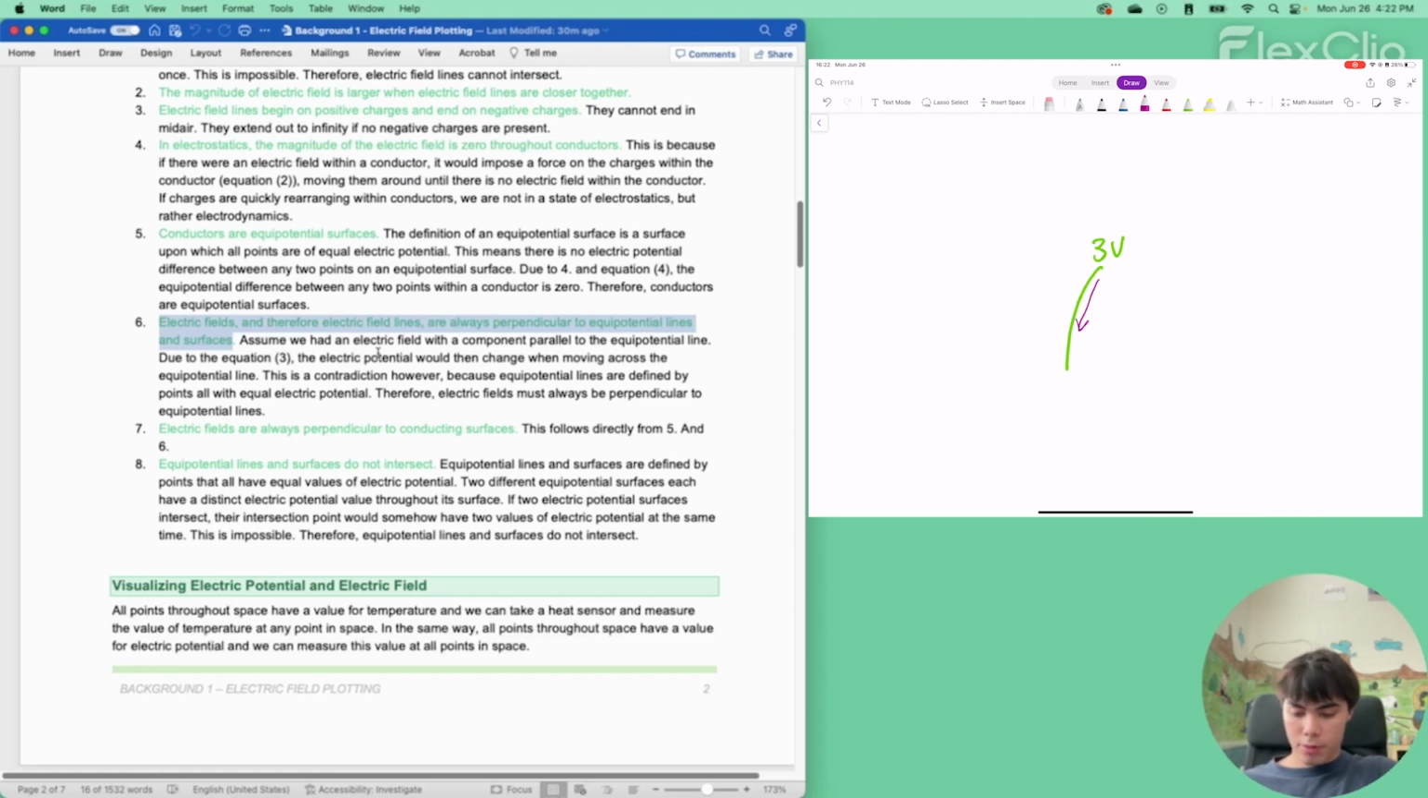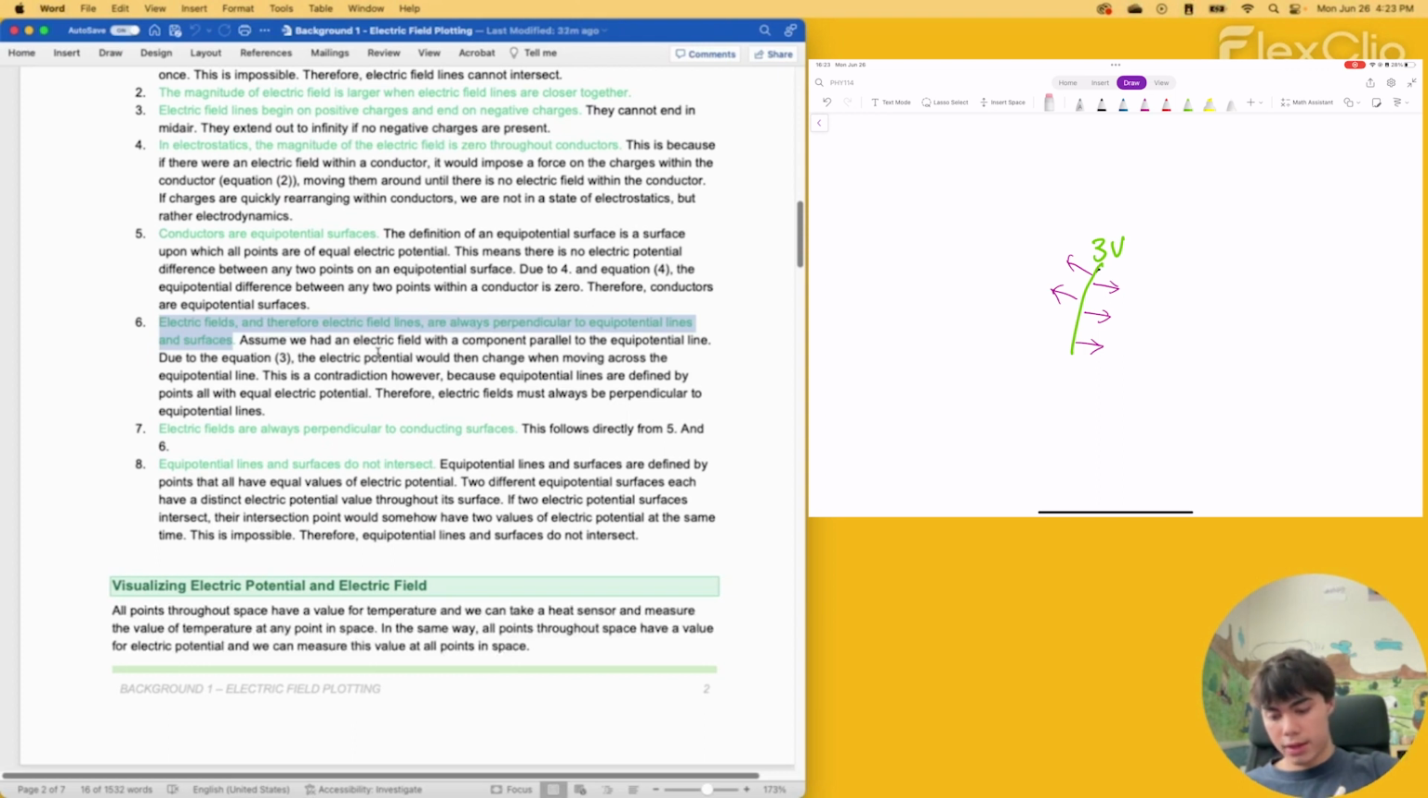So because the voltage drops across this line, the voltage at this point, start, is higher than the voltage at end. If these do not have the same voltage, then this is not an equipotential line. The definition of an equipotential line is the same voltage across the whole thing. So because of that, we cannot have any electric field vectors or any components parallel to the equipotential lines. This means that electric field vectors are always perpendicular to equipotential lines.